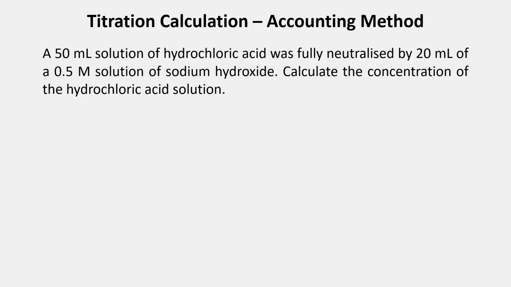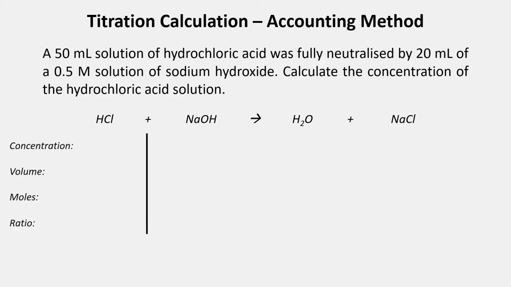Now often we are given a chemical equation. However, for simple reactions like hydrochloric acid and sodium hydroxide, we should be able to write our own. So if one isn't given, the first thing we do is write a balanced chemical equation. This example is nice and simple, and we'll look at some more complex examples later when we do some practice. We then draw a vertical line between the acid and the base and place labels for concentration, volume, moles and ratio along the side. And then all we do is add the values we know from the question.